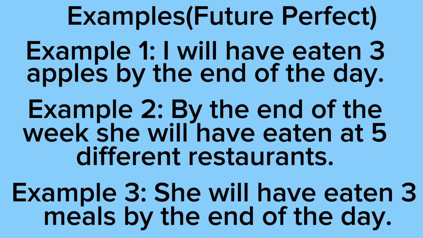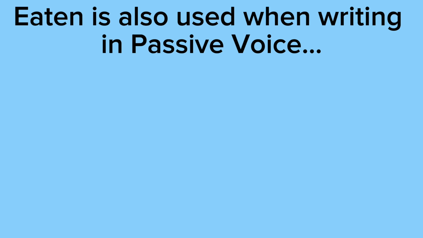Lastly, example 3 says she will have eaten 3 meals by the end of the day. She will have eaten is one future event, and by the end of the day is another future event. And as you can see, we combined will have with the past participle eaten to form the future perfect tense. Eaten is also used when writing in passive voice.